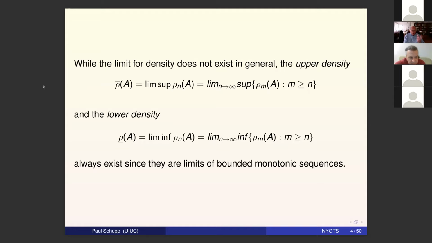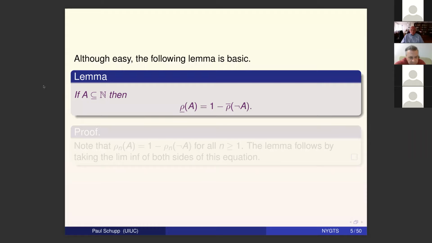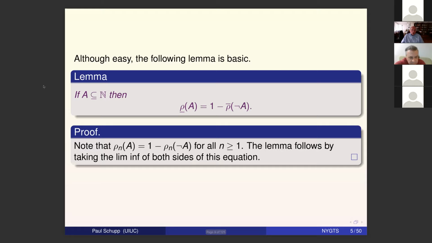Okay, an easy lemma, but it is implicitly used many, many times here. The lower density of a set is 1 minus the upper density of its complement. I'm writing not-A for the complement since we're going to use bars for closures later. Of course, at any particular finite n, the density of A is 1 minus the density of its complement. You just take the lim inf of both sides over the n's, and you get the lemma.